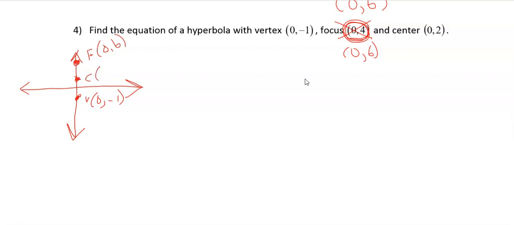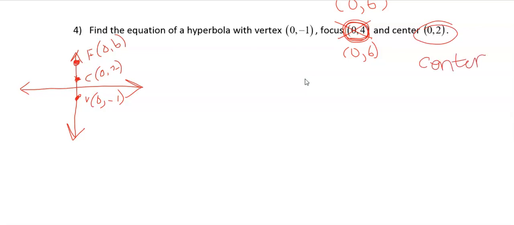Now that's not the same as the distance from the vertex to the focus. I shouldn't probably use c to be honest with you. So that's (0, 2). Okay, now there's what we've got, everybody. Now I can tell it opens up and down, so the y squared is going to be your positive term. The center is right at (0, 2), right there.